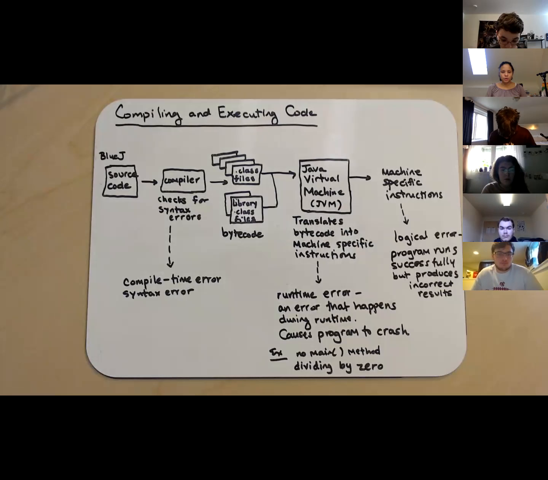Okay, any questions? I have a question about the logical errors. It seems like logical errors might be the hardest to spot because everything seems right, because everything went through. How would you recommend finding the error within our code for those logical errors?